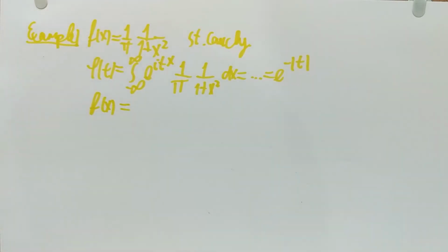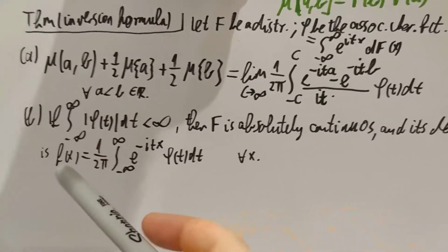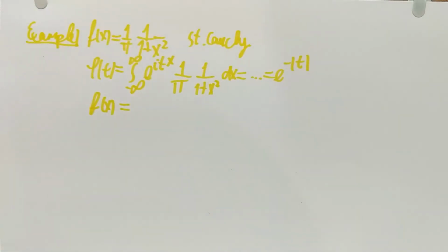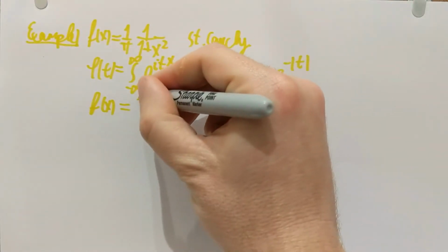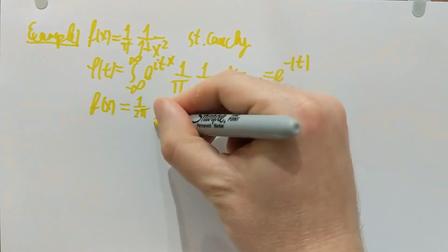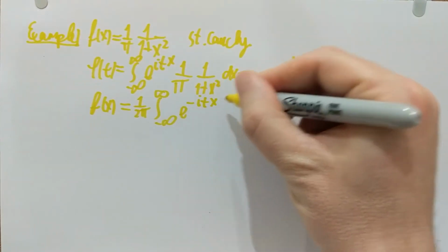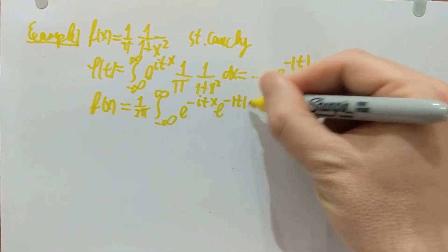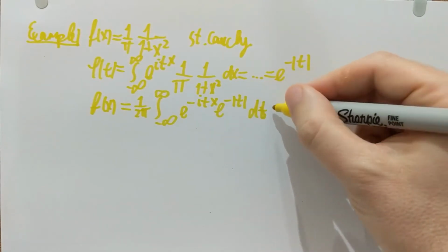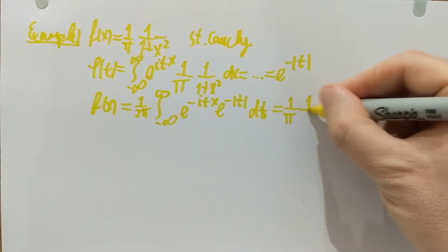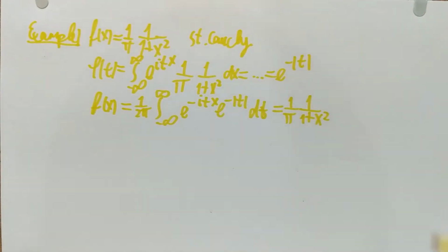The inversion formula told us that in the absolutely continuous case, we need to integrate e to the minus itx times the characteristic function to get the density. So if I do 1 over 2 pi, integrate from -infinity to infinity in t, e to the minus itx, e to the minus mod t dt, that will give me back the density f(x), which was 1 over pi times 1 over 1 plus x square. That's just a consequence of the inversion formula.